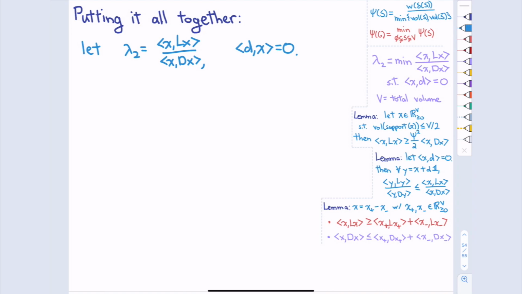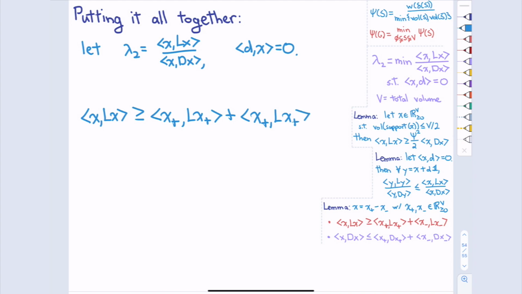Well, okay, so here's maybe a natural way to start. I can write x^T L x, and I can always break it into the positive and negative parts. And it would be great if I could apply the lemma.